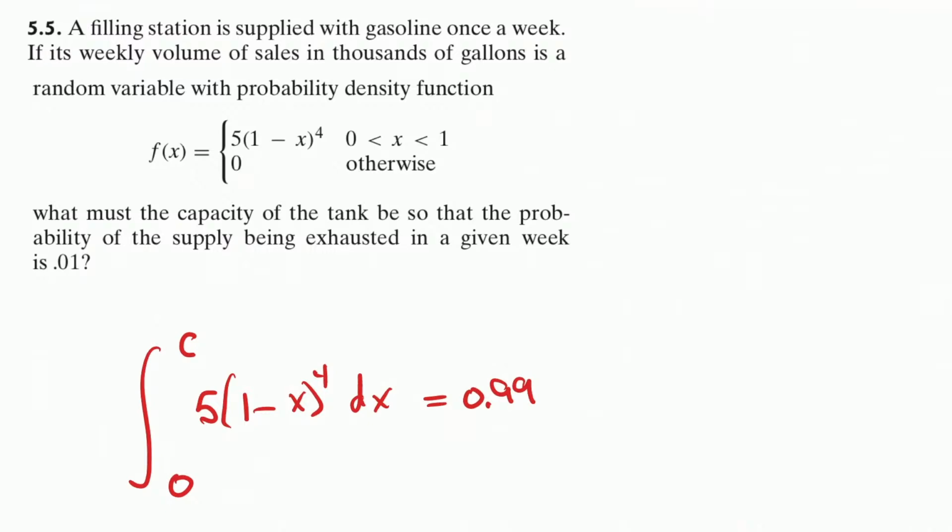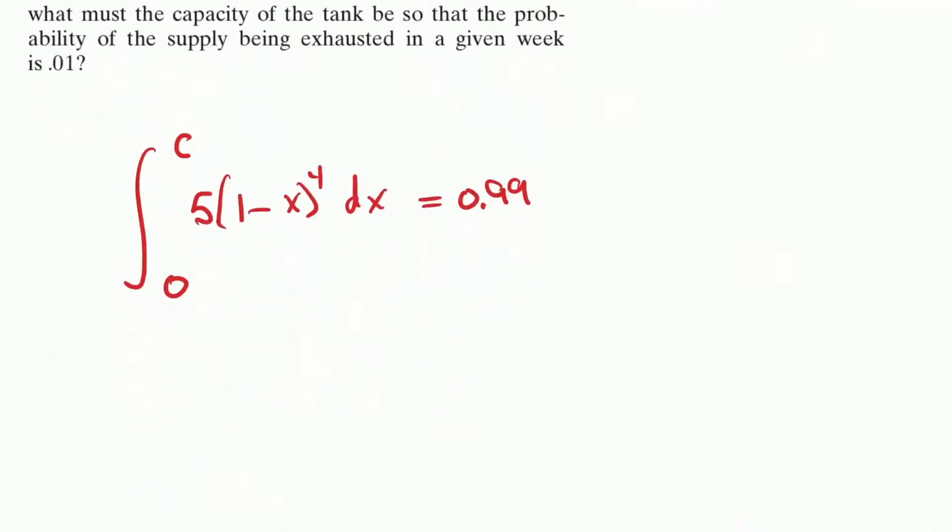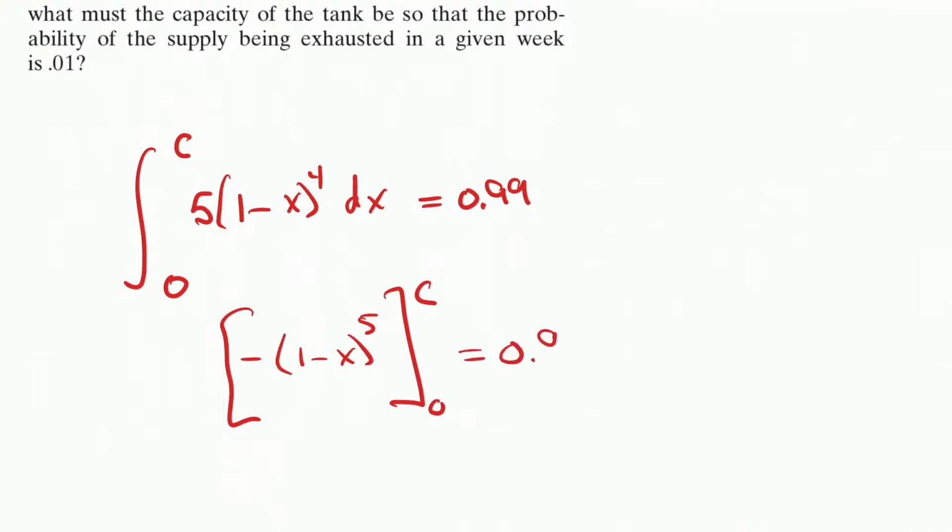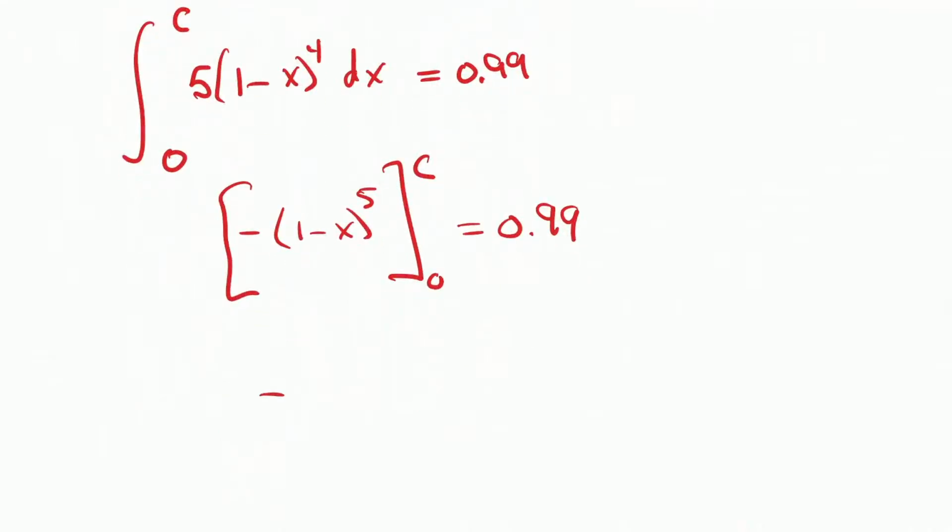So anyway, this turns into an algebra problem. As long as you can do that antiderivative, which hopefully everyone can do, it is negative (1 minus x) to the 5th power, evaluated from 0 to c, should equal 0.99. So you can solve that for c. In fact, look, I'm doing too much of it for you. 1 minus c to the 5th minus negative 1 should equal 0.99. So there it is, almost done. Solve that for c.